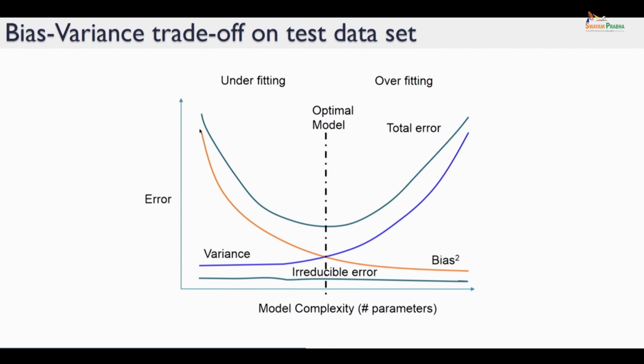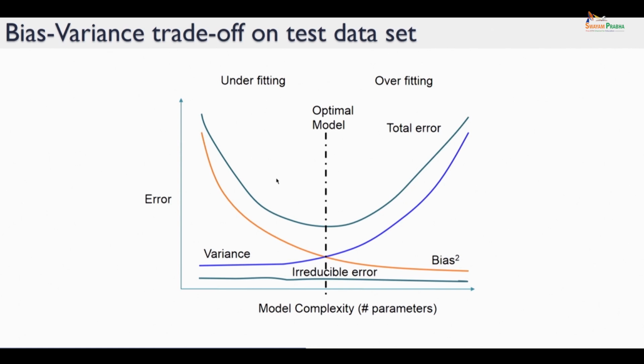However, on the validation set, if you look at the mean squared error, that will initially decrease as you increase the number of parameters, but beyond a certain point the mean squared error on the validation set will start increasing. So the optimal number of parameters you should choose, or the model complexity you should choose, corresponds to the minimum value of the mean squared error on the validation set, and this is called the optimal model.